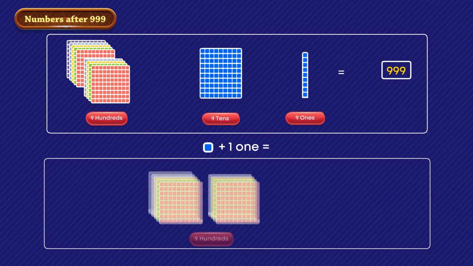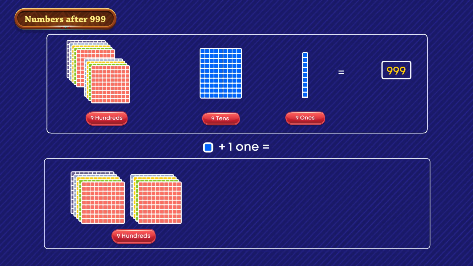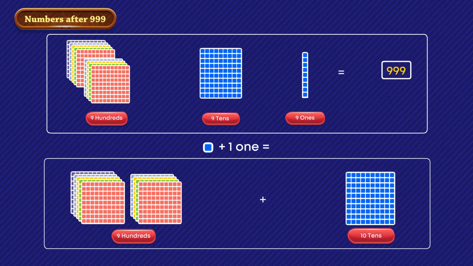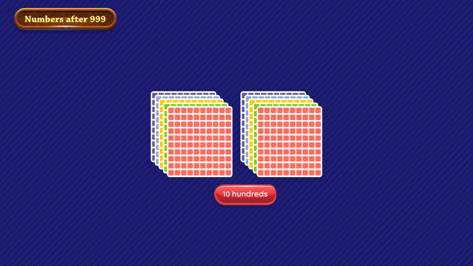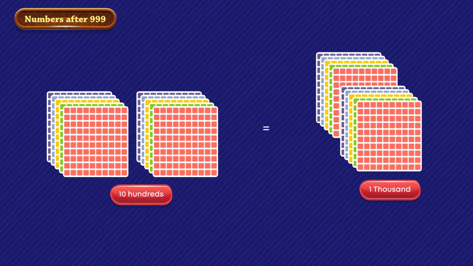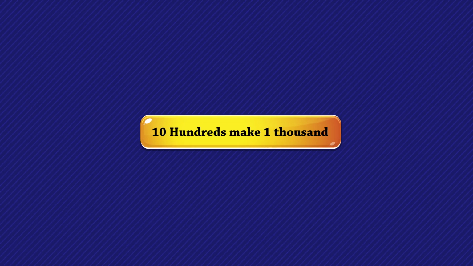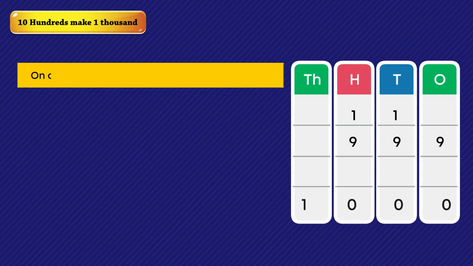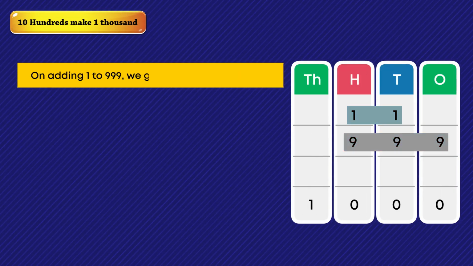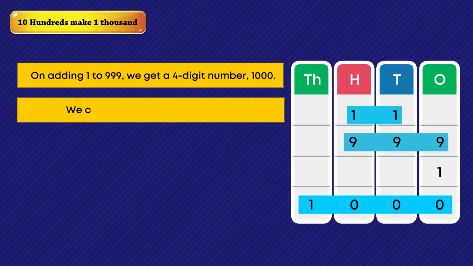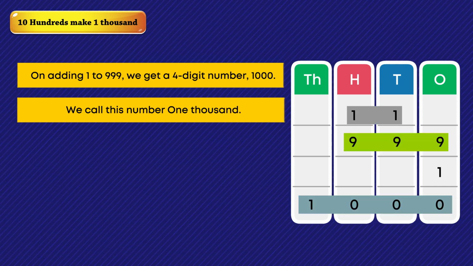Plus 1 is equal to 9 hundreds plus 10 tens, which is 10 hundreds, equal to 1000. 10 hundreds make 1000. On adding 1 to 999, we get a 4-digit number, 1000. We call this number 1000.